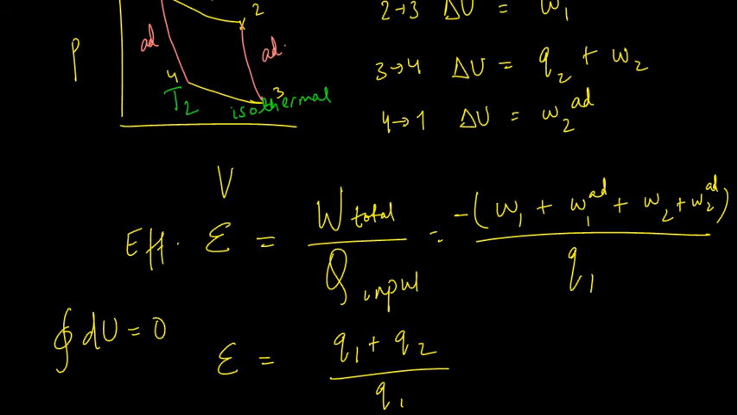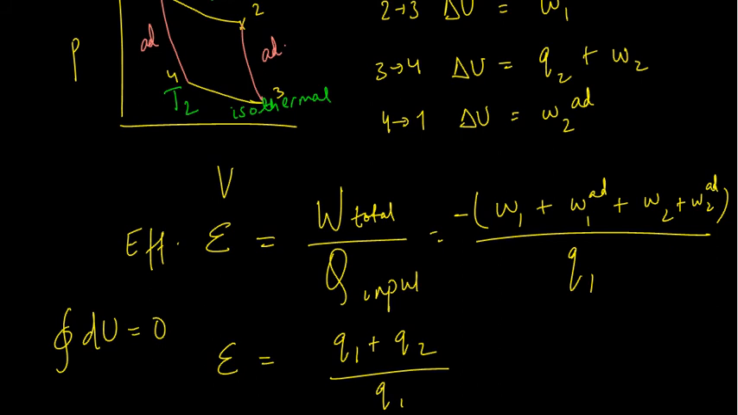So the signs are inside, right? We are following one sign convention. Work done by the system, negative; work done on the system, positive. Heat into the system, positive. Heat out of the system, negative. So this Q2 would be a negative quantity. Q1 would be a positive quantity, right?